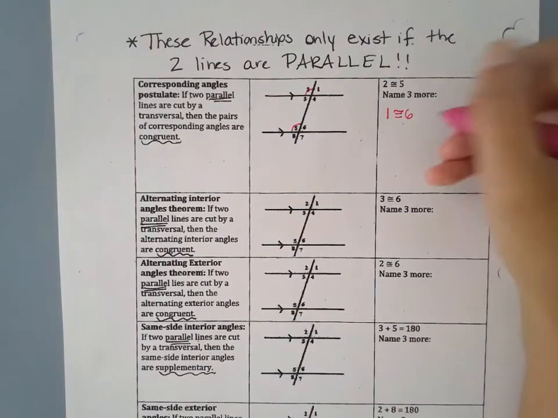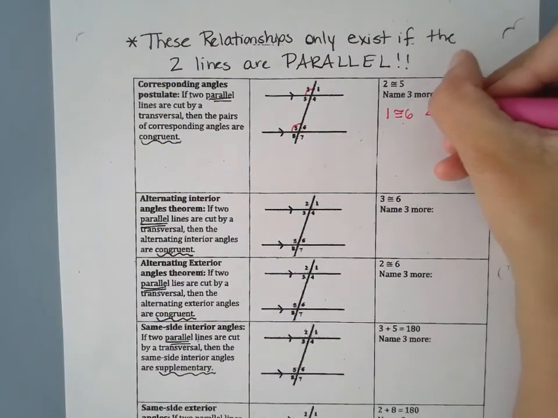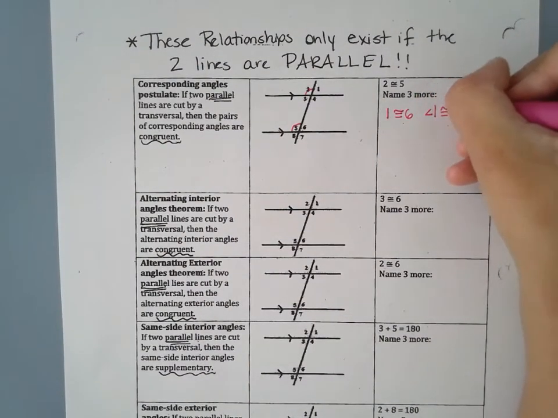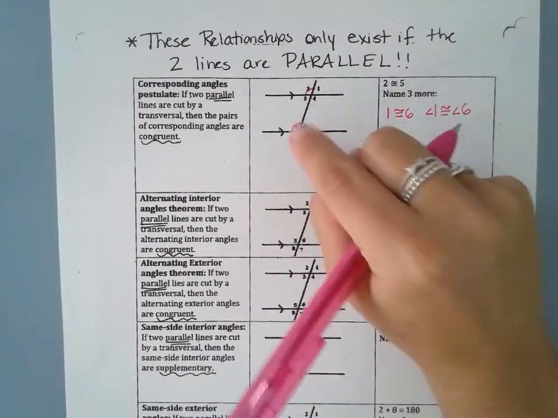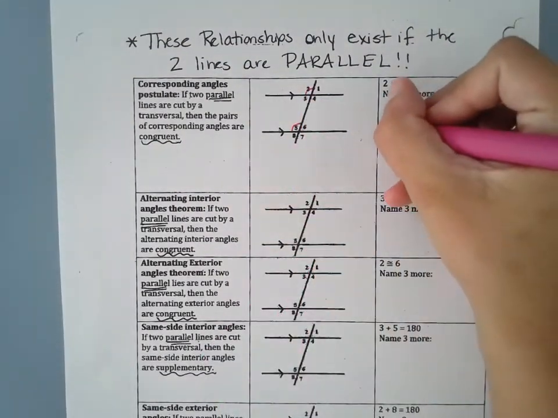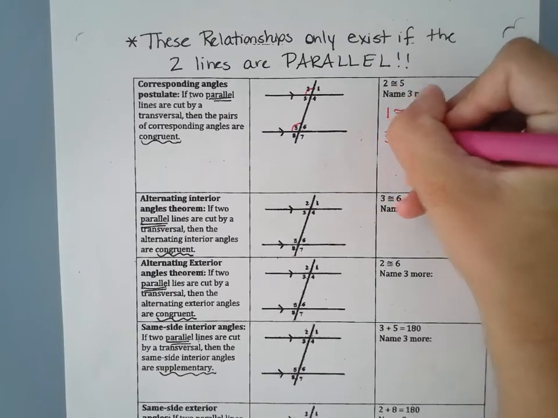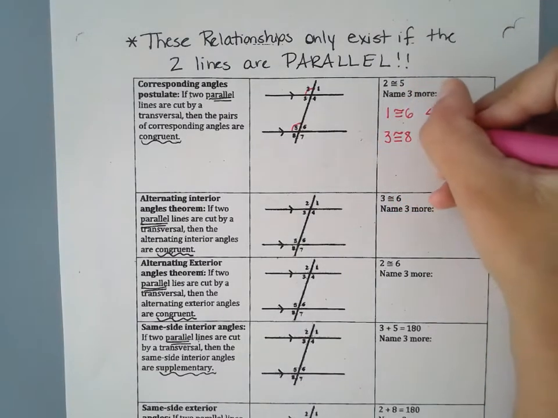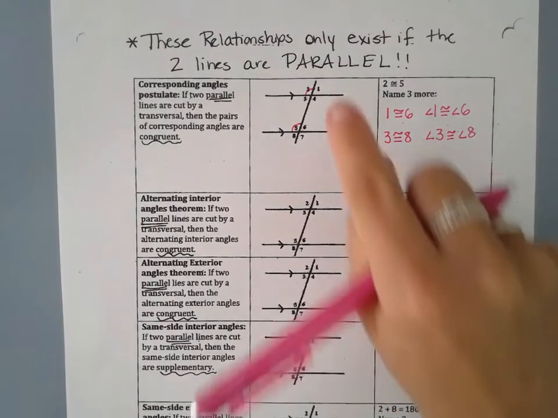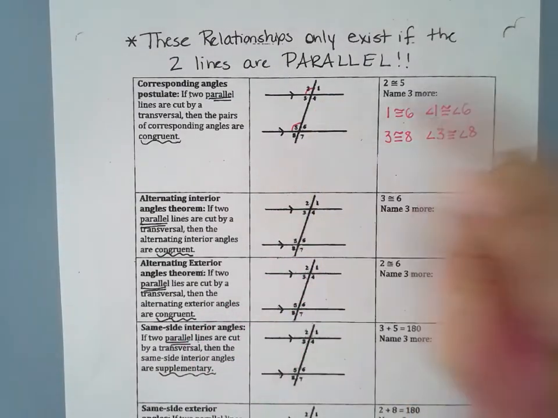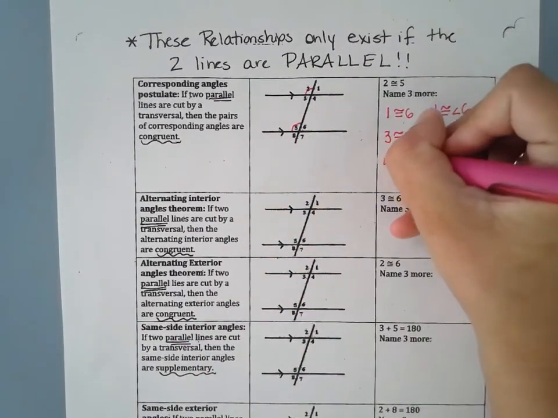Sometimes you will see that written with the angle marks. Sometimes you will see it not written with the angle marks. I tend to write it with the angle marks, but that's just me. Angle 3 is going to be congruent to angle 8, sorry. So angle 3 is congruent to angle 8. And then angle 4 is going to be congruent to angle 7.